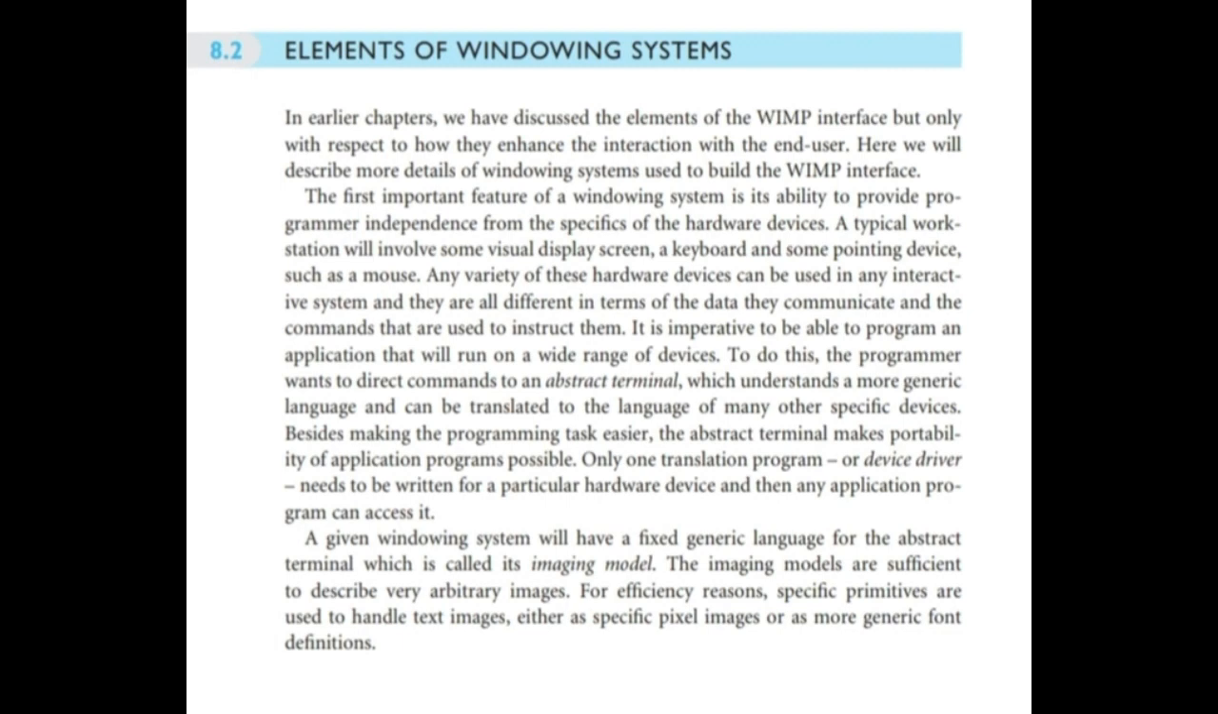Elements of windowing systems. In an earlier chapter, we discussed the elements of the WIMP interface, but only with respect to how they enhance the interaction with the end user. Here we will describe more details of the windowing system used to build the WIMP interface. The first important feature of a windowing system is the ability to provide programmer independence from the specifics of the hardware devices. A typical workstation will involve some visual display screen, a keyboard, and some pointing device such as a mouse.